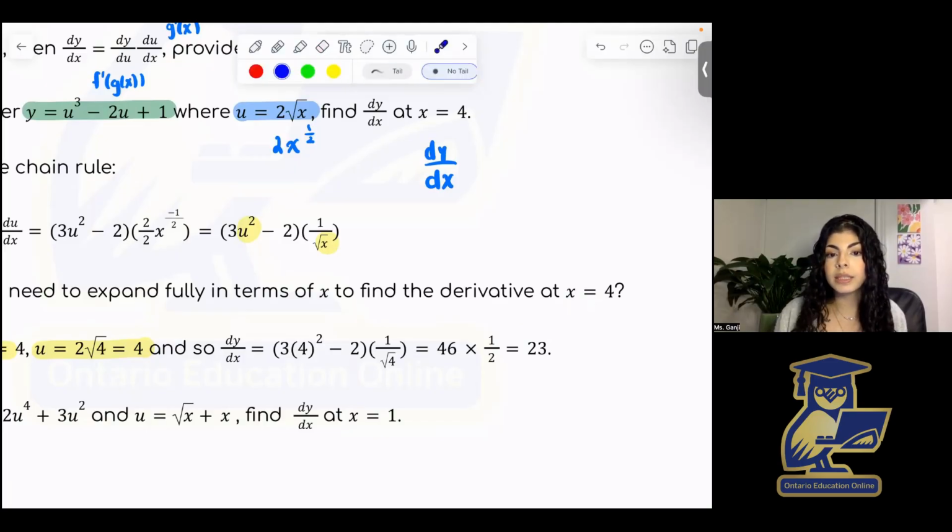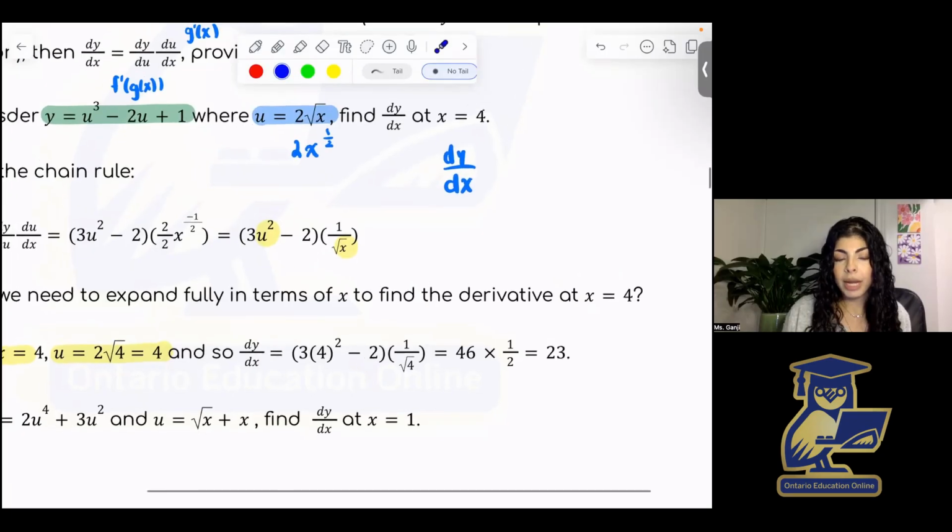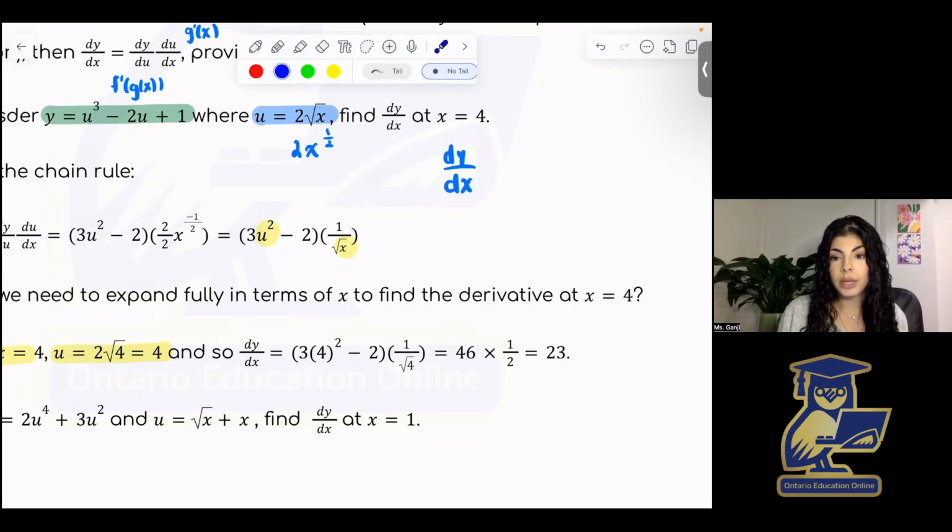And so no, you don't actually need to expand fully when you're finding the derivative at a specific point. And we've seen this in previous examples as well, where I told you when you have more complex expressions here and you have to find the slope at a specific point, it's not necessary to expand it. But again, if you were asked to find the derivative function, then yes, you do need to substitute so that your final answer is only in terms of x.